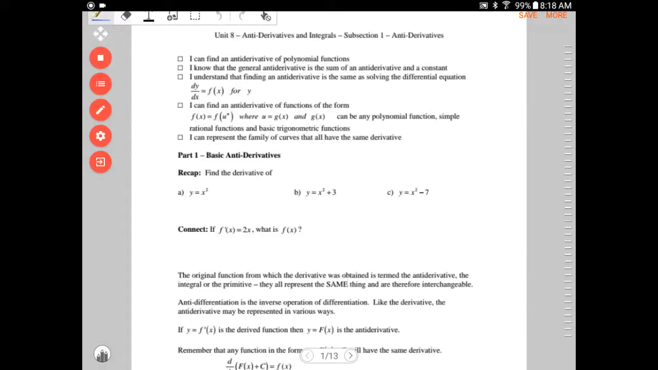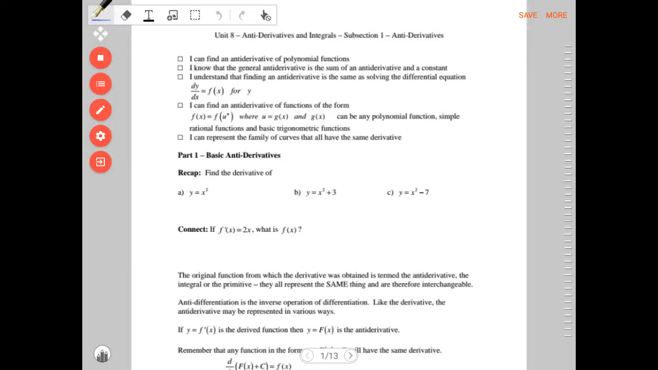Hi everyone, Unit 8, Antiderivatives and Integrals, Subsection 1, Antiderivatives.